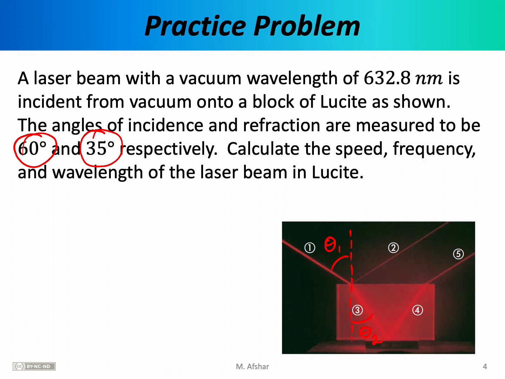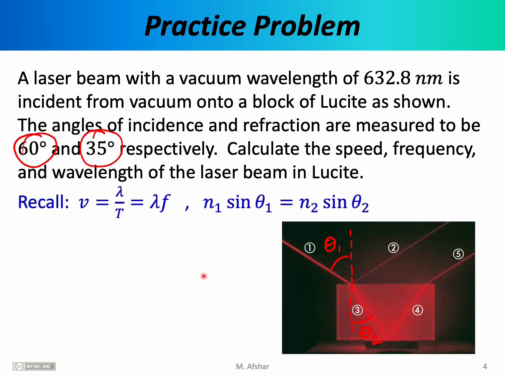Now, to begin with, recall a couple of important facts. First of all, for electromagnetic waves, laser beams, and in fact all waves, the wave speed is equal to lambda over T. 1 over T is the frequency, so we can say that the wave speed is equal to wavelength times the frequency. Also, according to the law of refraction, n1 sine theta 1 is equal to n2 sine theta 2. n1 and n2 in this case would be the indices of refraction for vacuum and lucite. Theta 1 and theta 2 would be 60 degrees and 35 degrees.